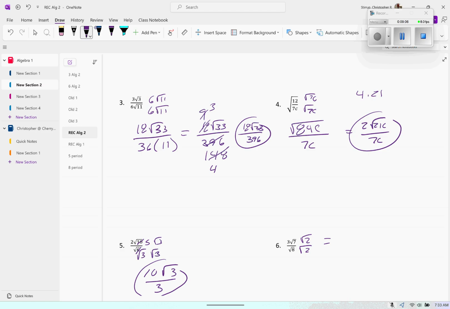So multiply top and bottom by root 2. You could have done root 8, but you'd have to reduce at the end. So you're going to get that, which is going to give me 3 root 14 over 4.